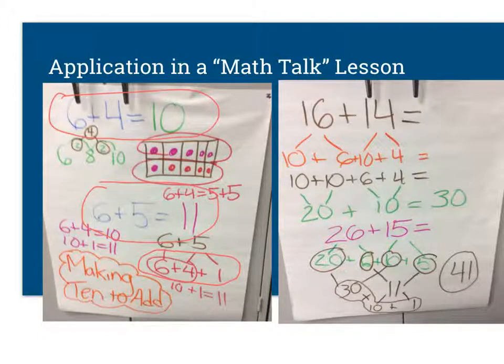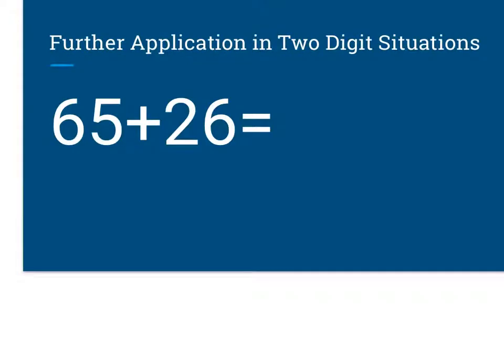6 plus 4 and 6 plus 5 were then taken into two-digit by two-digit addition problems, modeling how making 10 can be done within these two-digit problems and the relationship the making 10 strategy has with the traditional algorithm for addition. Once students become comfortable with the making 10 strategy and comfortable with double-digit addition, that making 10 strategy can be applied in these situations.